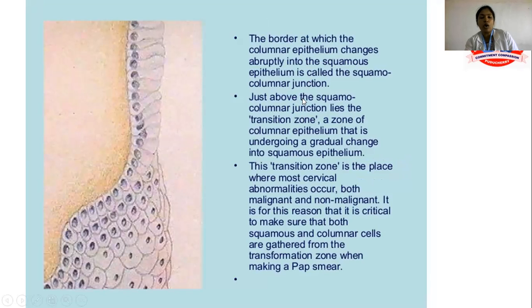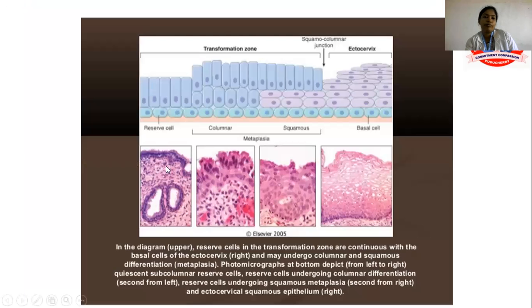Just above the squamo-columnar junction lies the transition zone, a zone of columnar epithelium that is undergoing a gradual change into the squamous epithelium. This transition zone is the place where most cervical abnormalities occur, both malignant and non-malignant. It is for this reason that it is critical to make sure that both squamous and columnar cells are gathered from the transformation zone when making a pap smear. This is the transformation zone.